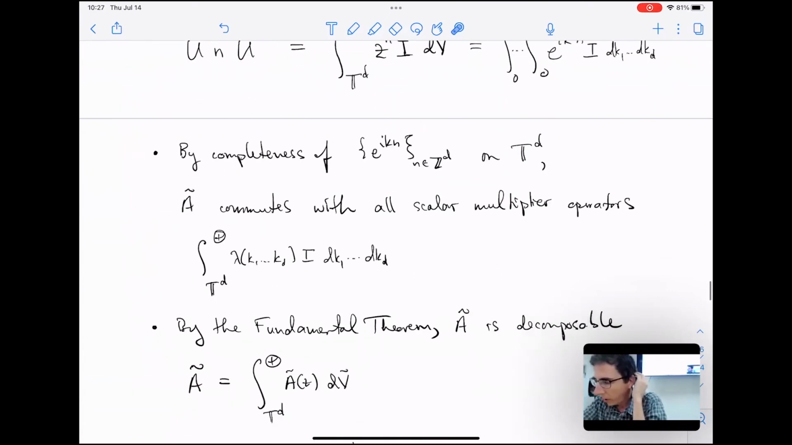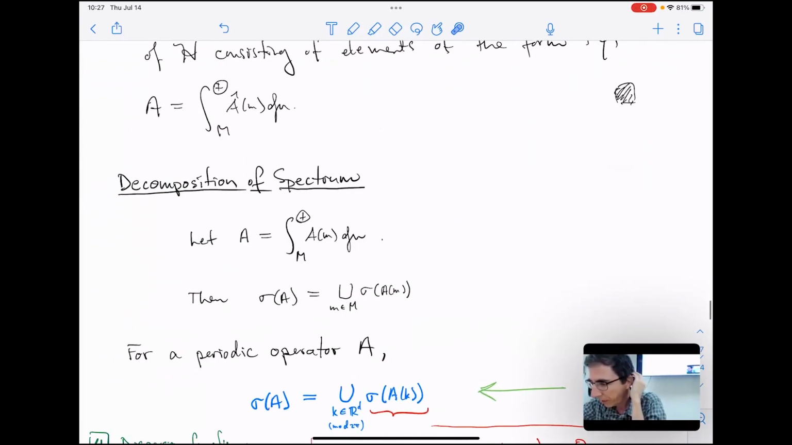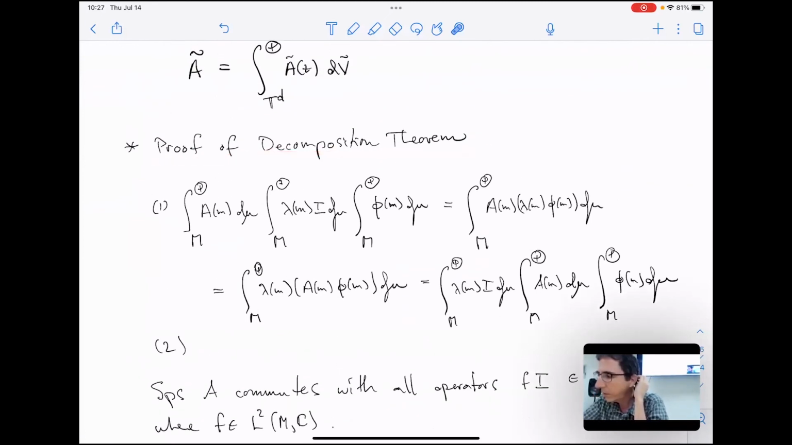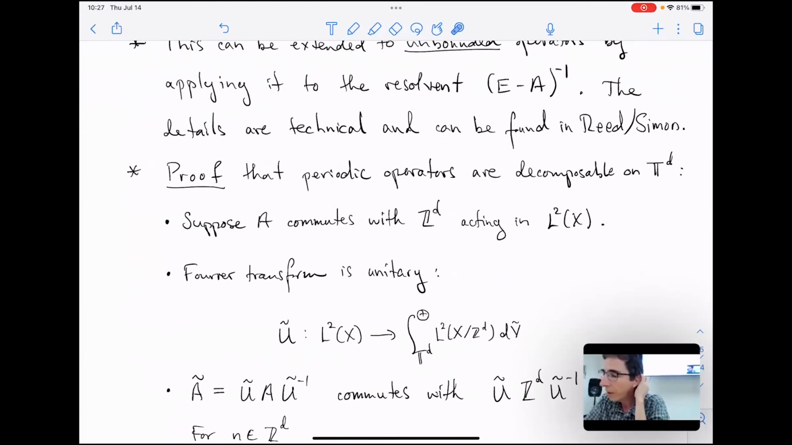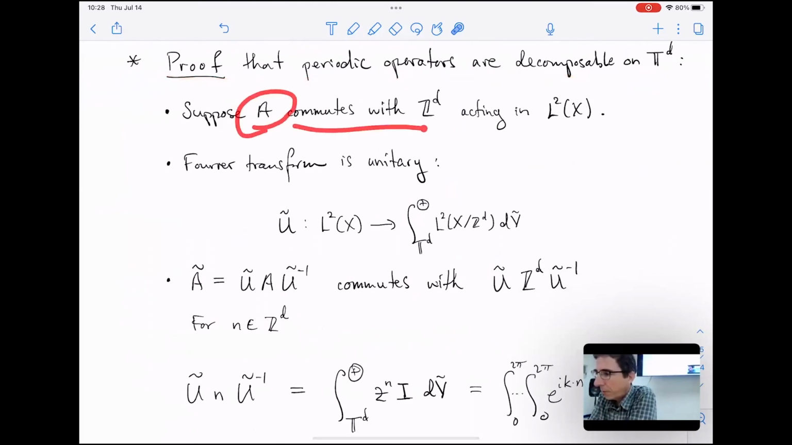Oh, actually, I have a proof of the decomposition theorem down here. But let's suppose that I skip that. And let's say that I use the decomposition theorem to prove the Bloch theorem. In other words, I apply it specifically to periodic operators, Schrödinger operators that commute with the discrete shift group, periodic Schrödinger operators. Let's do that. So suppose that my Schrödinger operator commutes with the Z^d action.